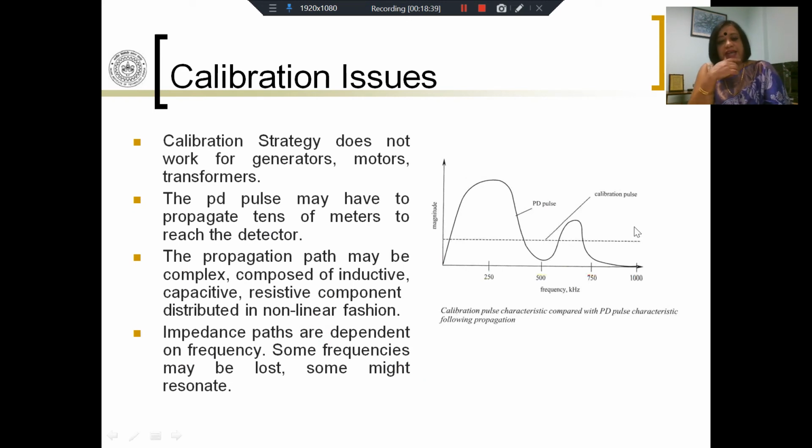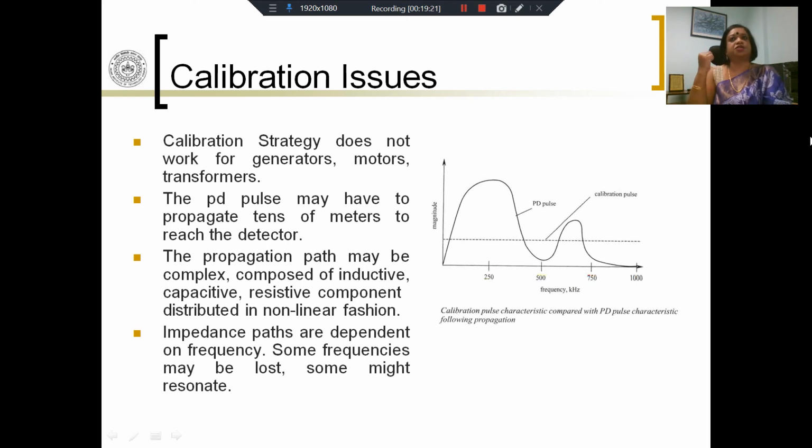Now, the calibration strategy does not always work for generators, motors, transformers, where you have complicated geometries, and materials which do not allow the passage of currents. There will be many complicated things happening. One of the things that can happen is what is called dispersion. The calibration pulse remains constant, but the PD pulse, as it progresses through the various components of a motor or a generator, may become attenuated, so its amplitude reduces because of absorption through the different media, or dispersion happens.